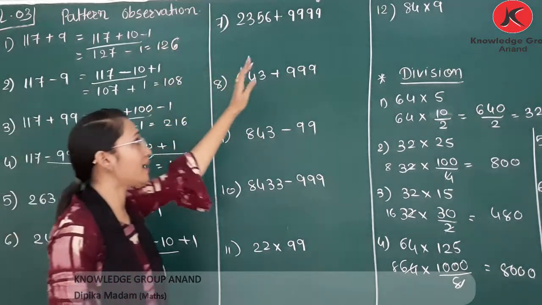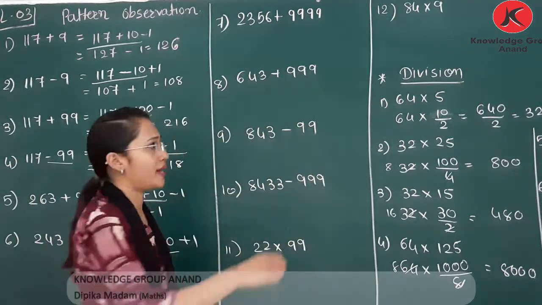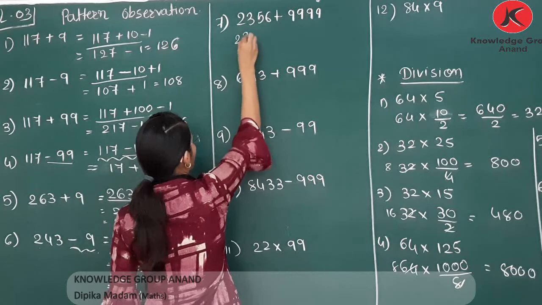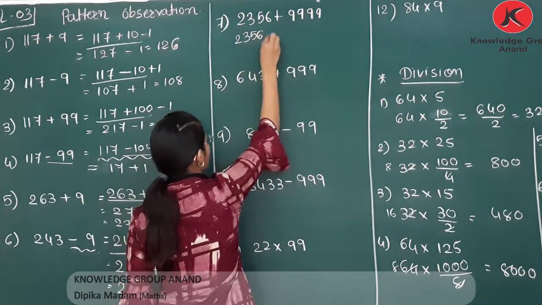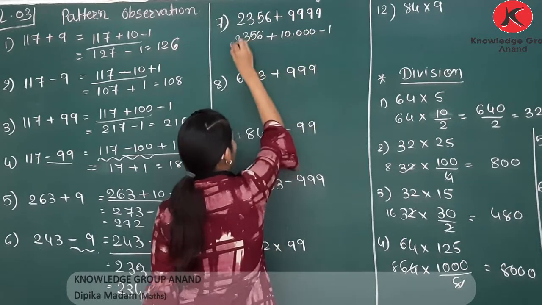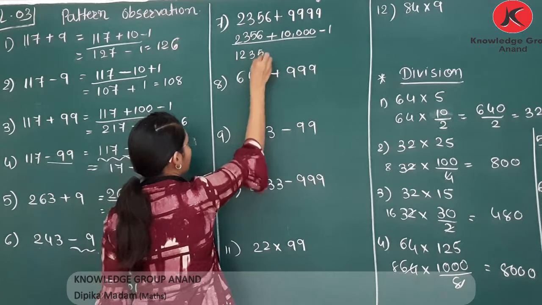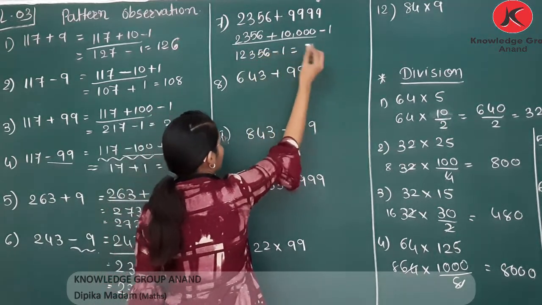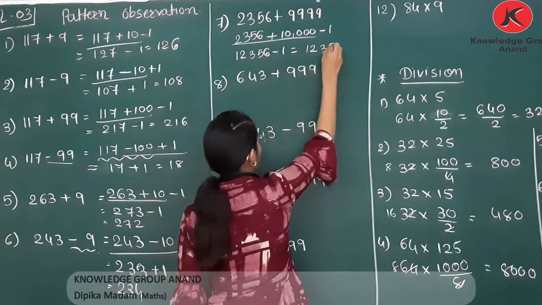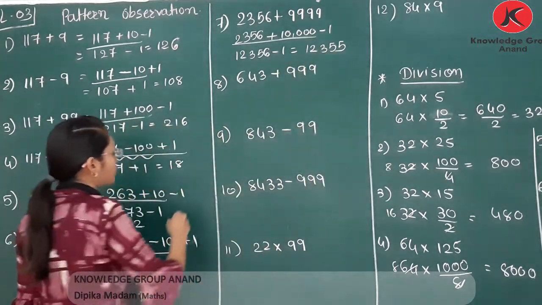So if 9999 is there, then it is written as 10,000 minus 1. So we can write 2356 plus 10,000 minus 1. Now we will perform this first. So it is 12,356 minus 1, it is 12,355. Clear? Next one.